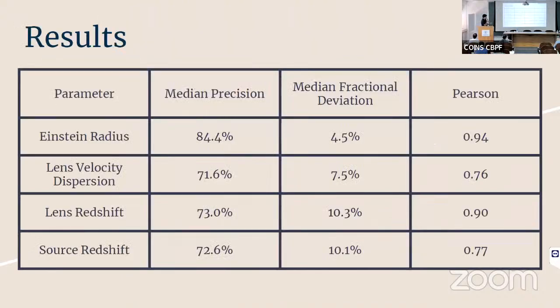So to analyze these models, we have a few metrics that we can use. We have the median precision. All models have achieved values between 70 and 85%. We have also the median fractional deviation, all below or close to 10%. And we have the correlation values for those 1-by-1 plots, the Pearson values.